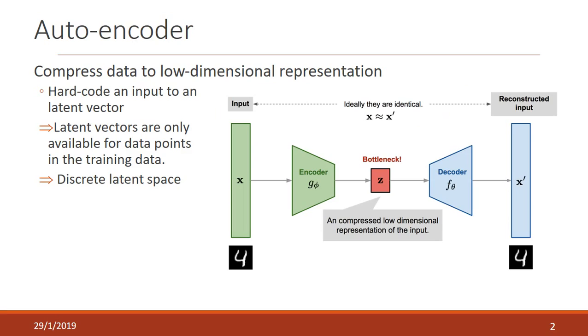Everything in a normal autoencoder is deterministic. Therefore, an input is hard-coded to a latent vector. As a result, the latent vectors are only available for data points in the training data. This makes the learned latent space discrete.